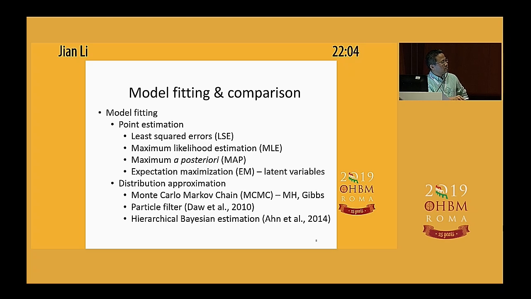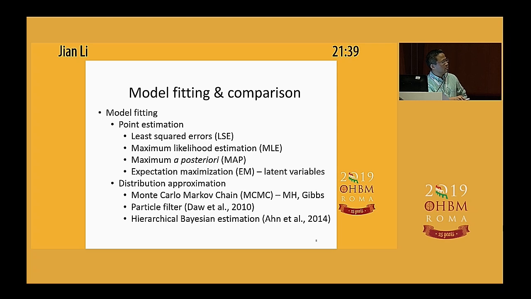If the models also involve some latent variables, you may also want to try expectation maximization for point estimation. This, for example, is very useful in Gaussian mixture models. Recently, there's a trend, especially for the Bayesian lovers. They tend to do this posterior distribution approximations.